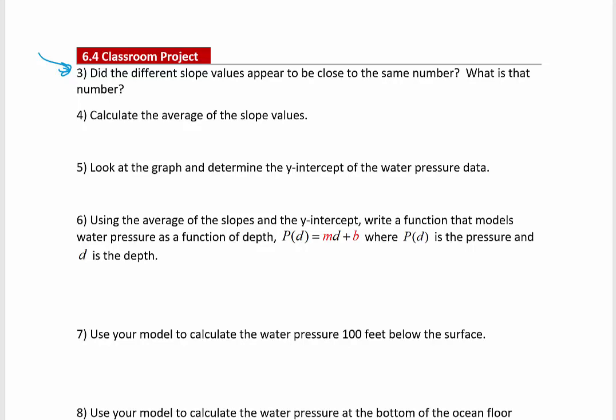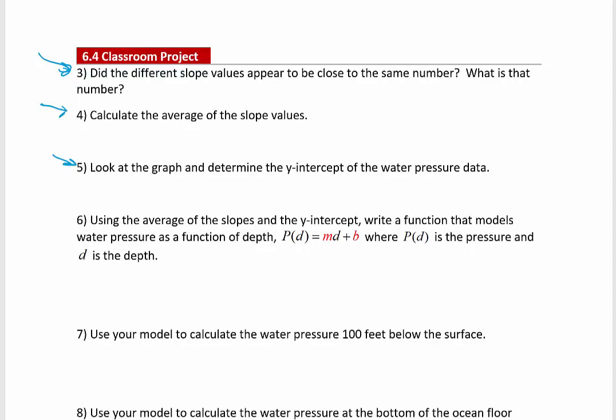Did the different slope values appear to be close to a similar number? And then what you want to do in question 4 is calculate the average of all of the slopes. Now remember, to find the average, we add all those things up and divide by the number of things. Okay? Then after you do 3 and 4, look at question 5. Look at the graph and determine the y-intercept of the water pressure data. So let's do these next 3 questions. Pause your video player now, answer these 3 questions, and when you get done, hit play and see how I do them.